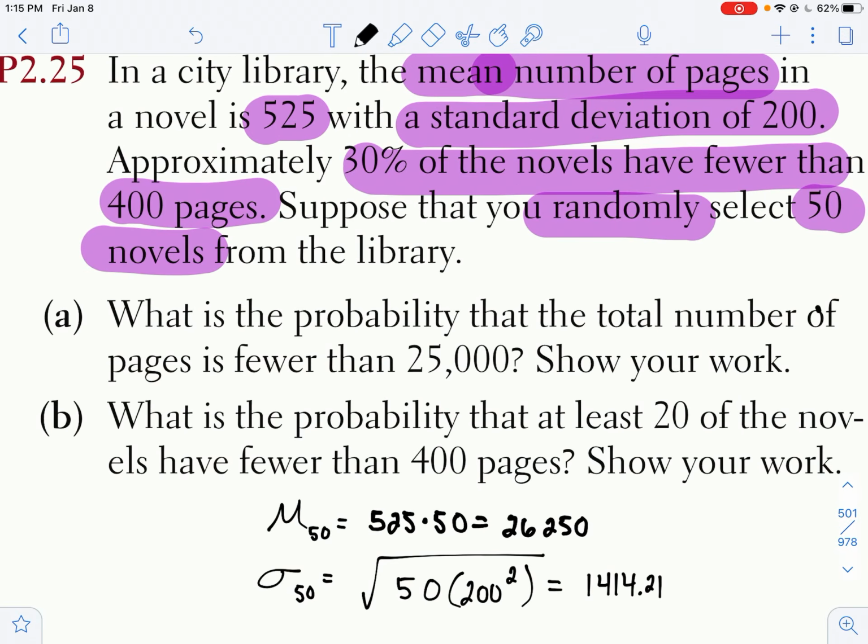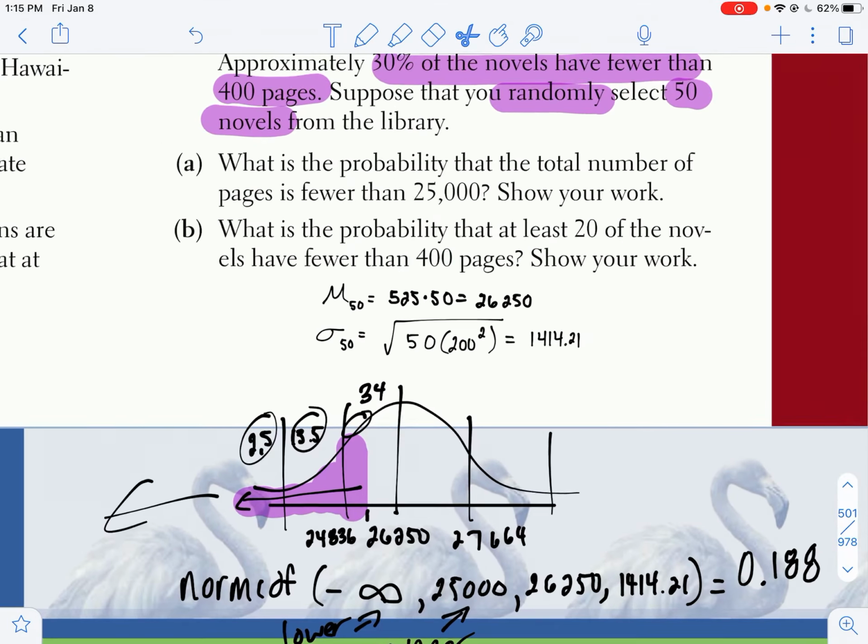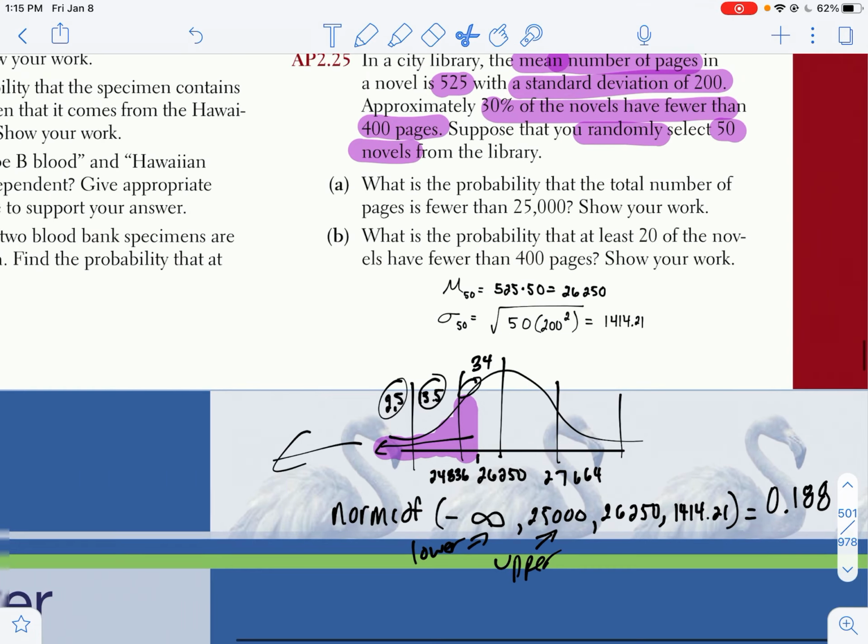Now for part B, what is the probability that at least 20 of the novels have fewer than 400 pages? Now, here's the thing. That 30%, you notice we didn't use that in the first part of the problem. This is where you're going to be using it now. And this is going to be a binomial distribution.